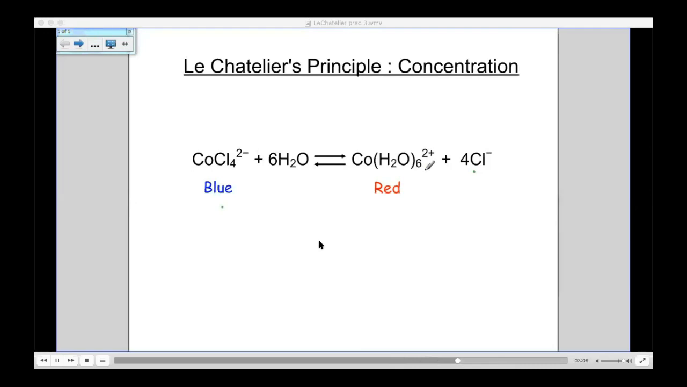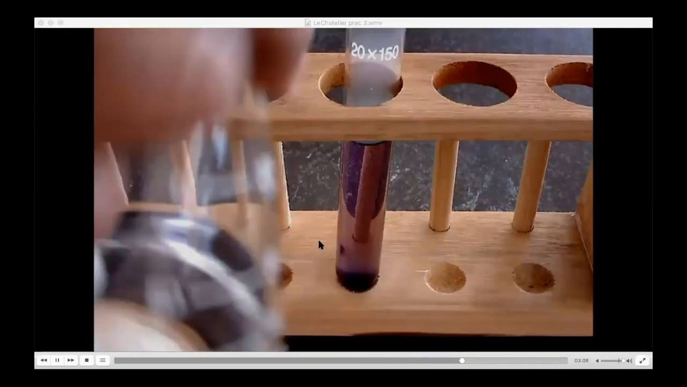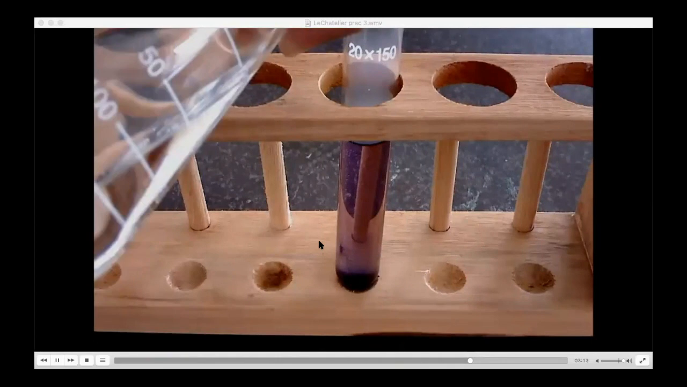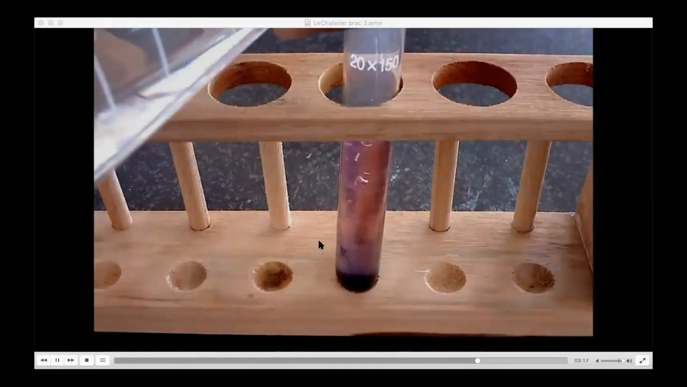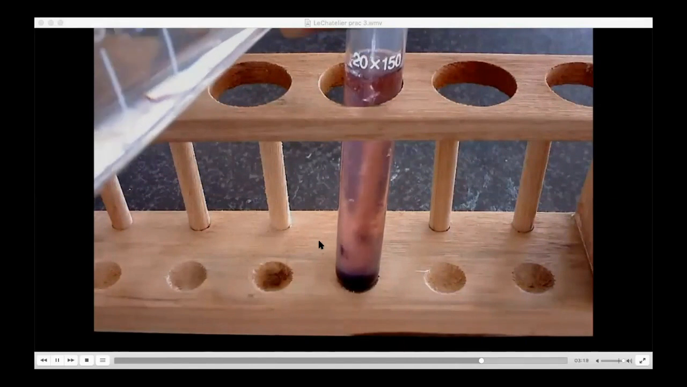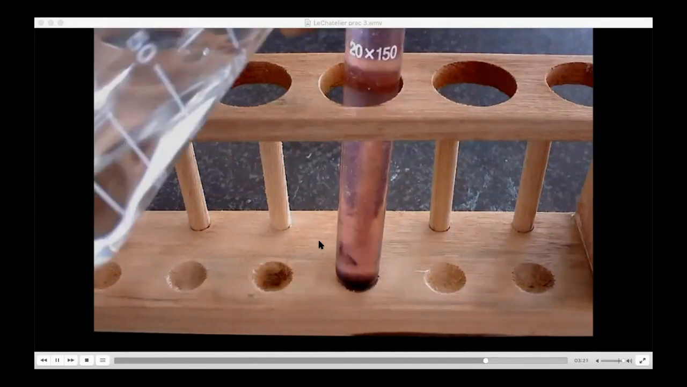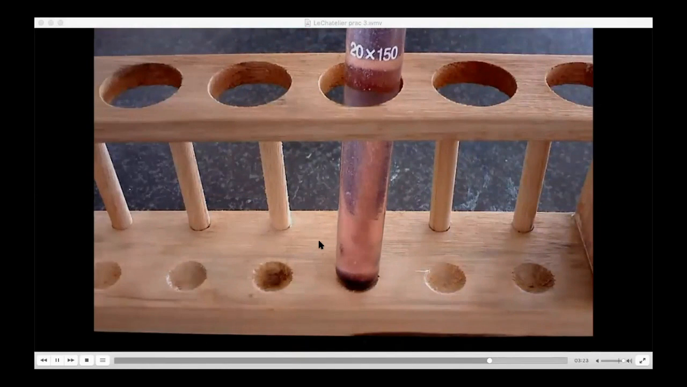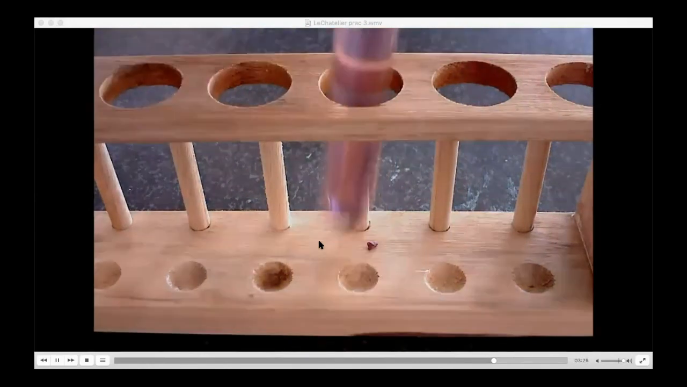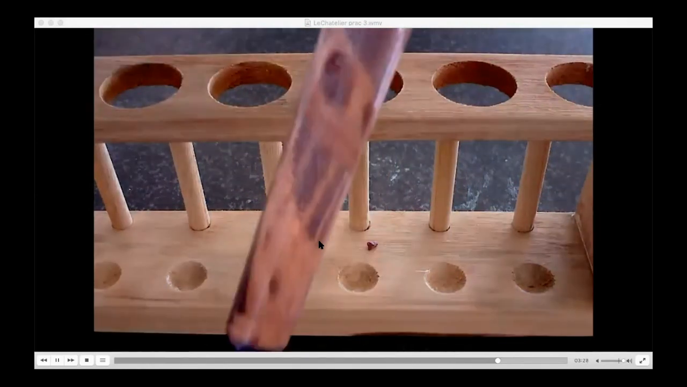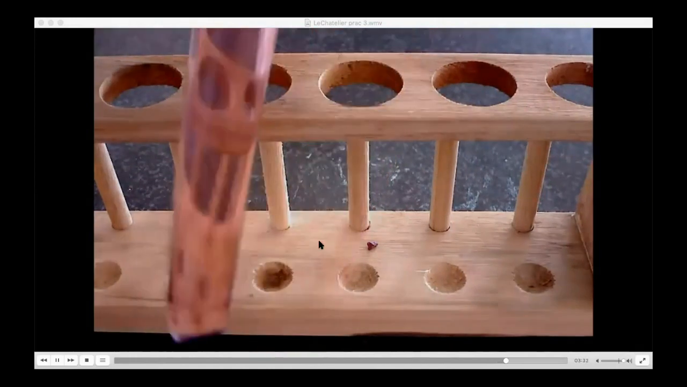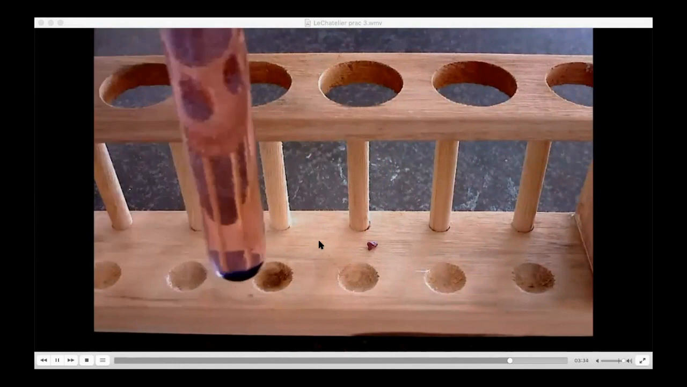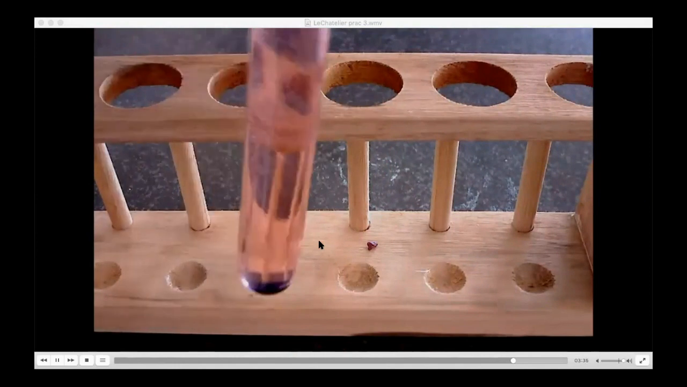And the result for us is that when water is added to a blue CoCl4 2- ion solution, the blue solution will turn red, which shows that the forward reaction is favored. So here we see a simple demonstration showing us Le Chatelier's principle, and it demonstrates the change in concentration clearly, where an increase in concentration causes the reaction to shift to the other side.